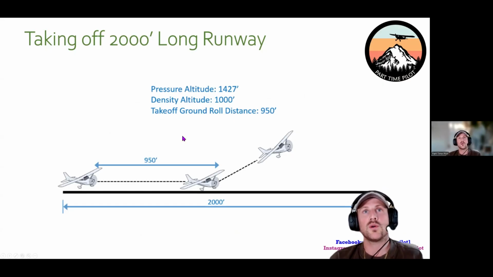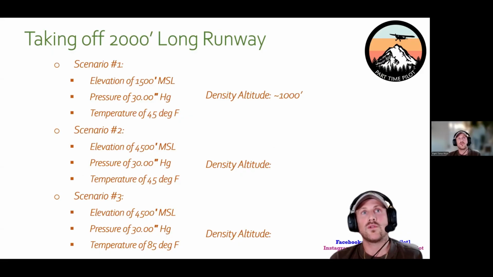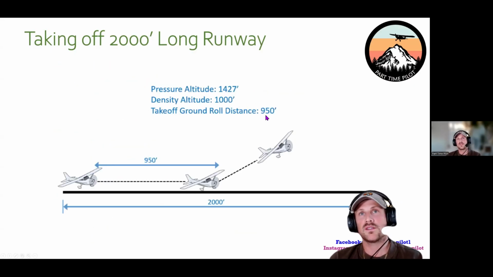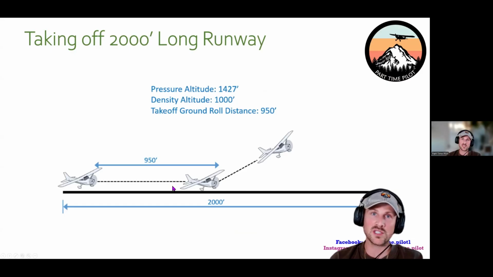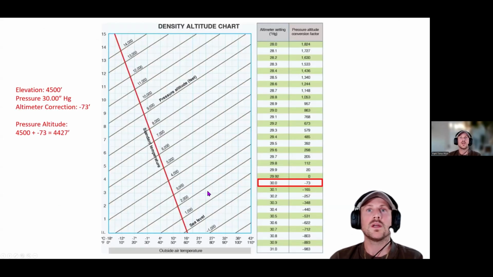So in scenario 1, where we had 45 degrees Fahrenheit, pressure of 30, 1,500 feet elevation, and density altitude about 1,000, it's going to take us 950 feet to reach a speed where we can take off. So about half our short little runway here. That's scenario 1. All right, so now let's talk about scenario 2.